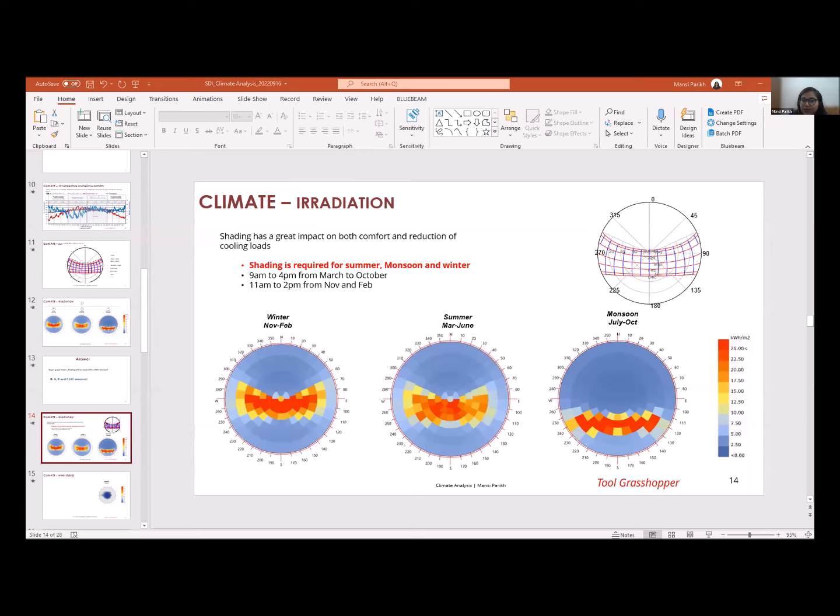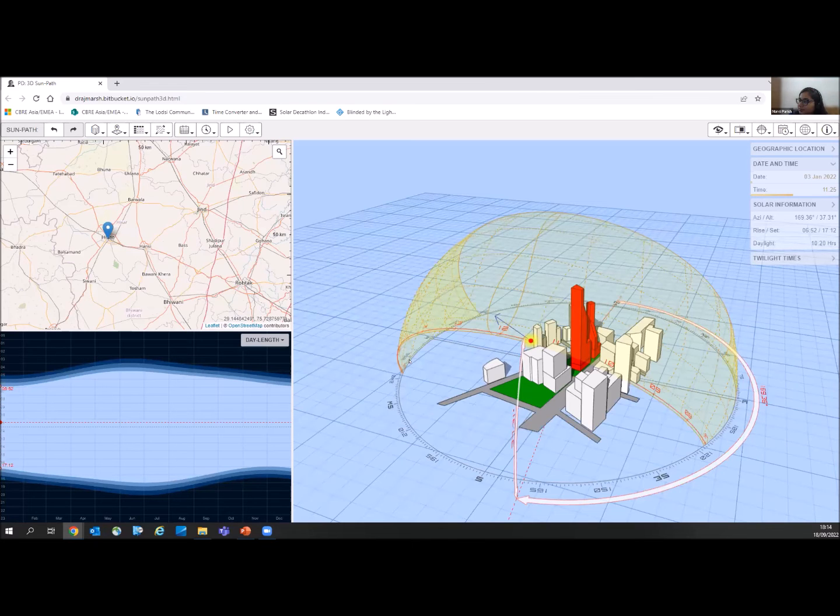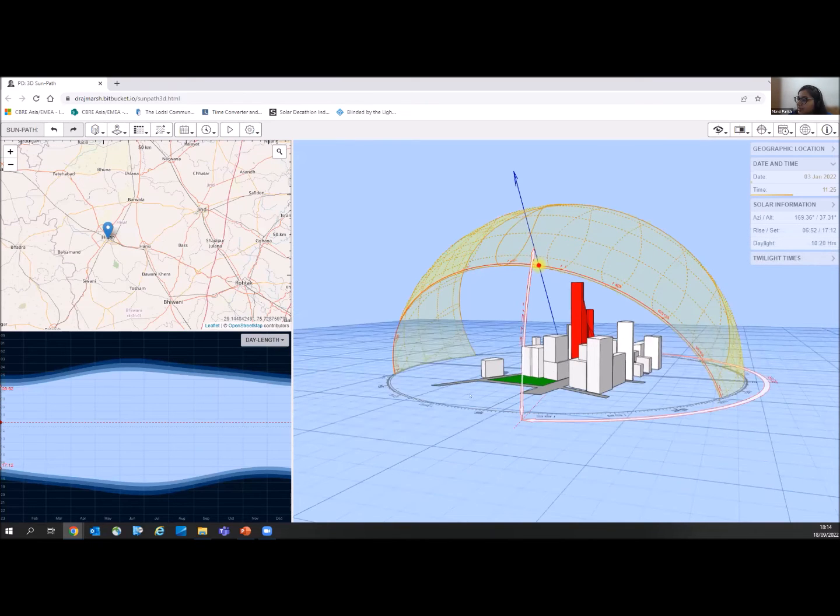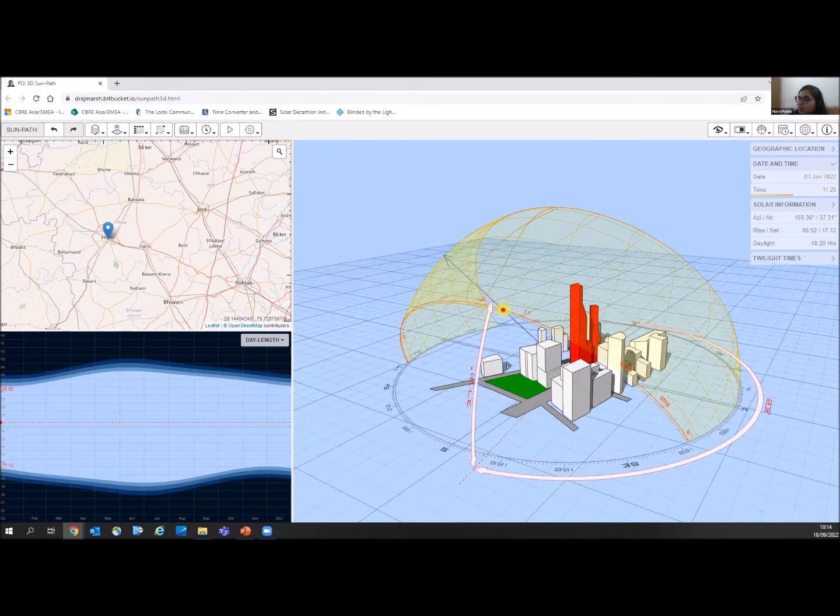Okay, can you see my screen? Yes. Okay, perfect. So this is a quick tool, called the Andrew Marsh tool. This is for our listeners. This is a very simple tool to look into. It will give you the exact hour of the day, and what the azimuth as well as altitude is for the sun position during that time of the day.